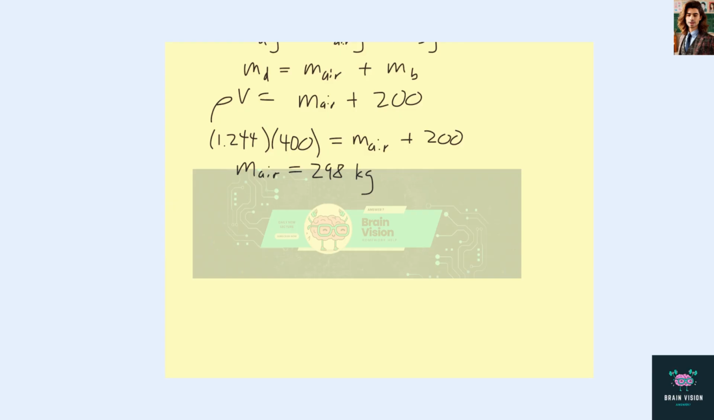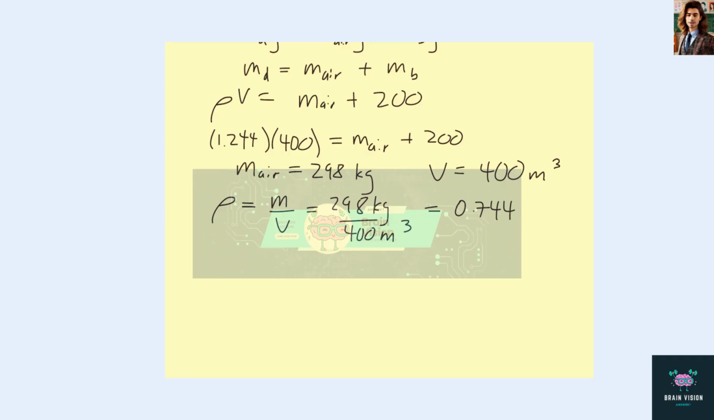And we can turn this mass into a density of the hot air going down. Remember, our volume is still just going to be equal to 400 meters cubed, because that's, again, all the hot air is just filling this 400 meters cubed balloon. And of course, density is equal to mass over volume. So that's going to be 298 kilograms over 400 meters cubed. And we'll get a density of 0.744 kilogram per meter cubed.